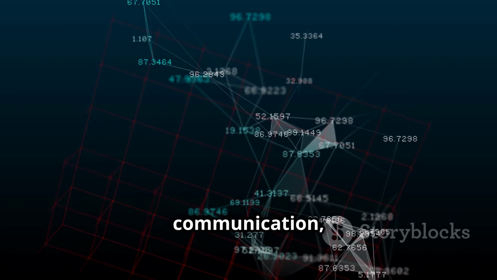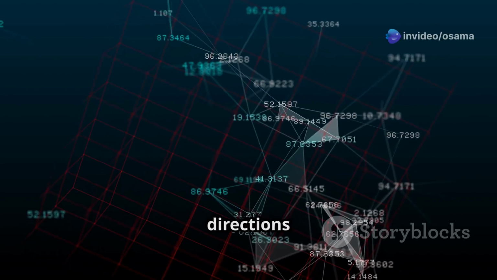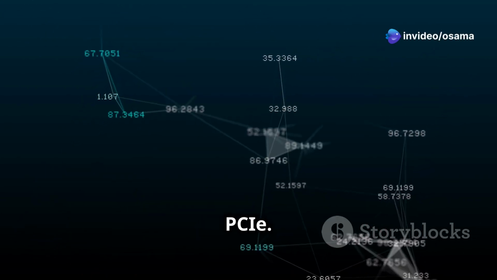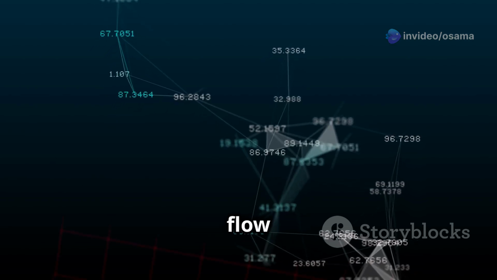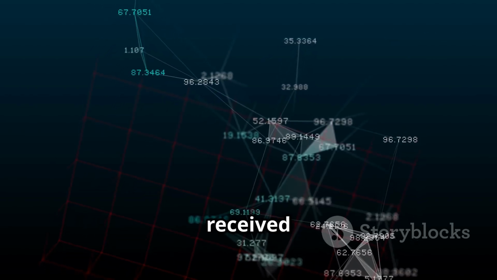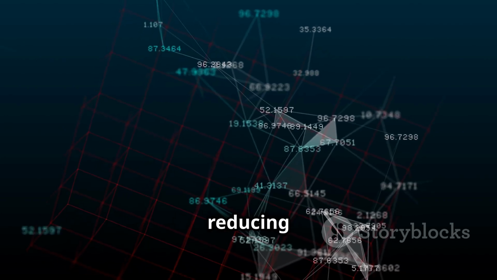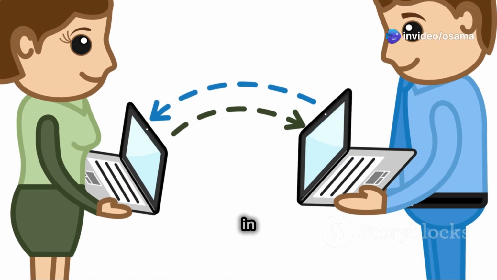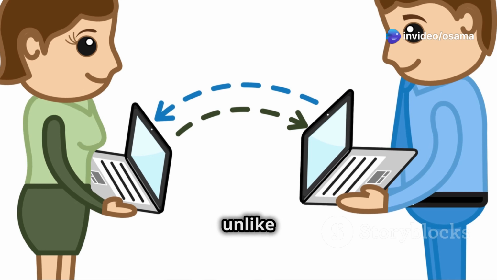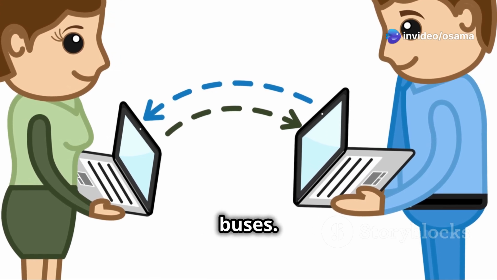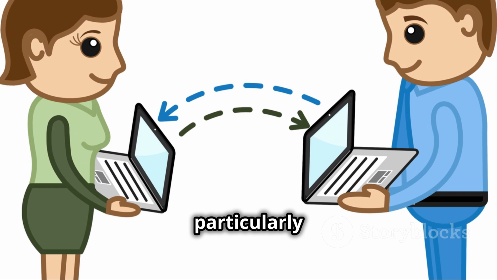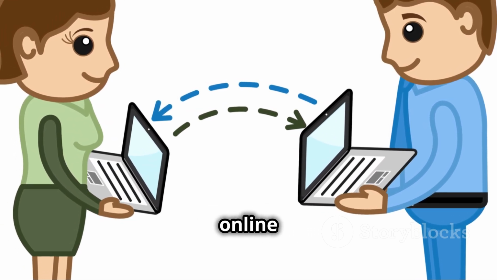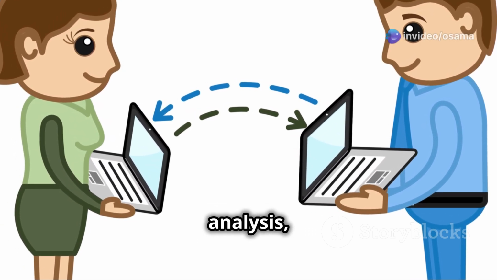Full duplex communication, where data can travel in both directions at the same time, further enhances the efficiency of PCIe. This bidirectional data flow ensures that information can be sent and received simultaneously, reducing wait times and improving overall system performance. Unlike the one-way traffic of older buses, this capability is particularly beneficial for tasks that require constant data exchange, such as online gaming, real-time data analysis, and cloud computing.